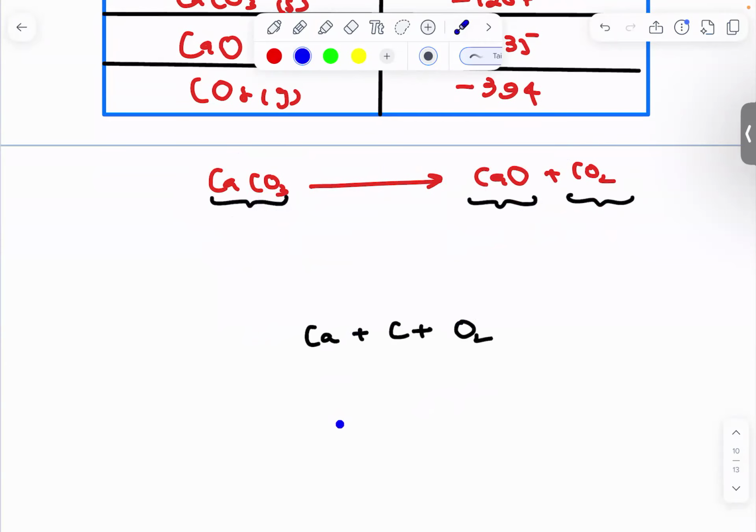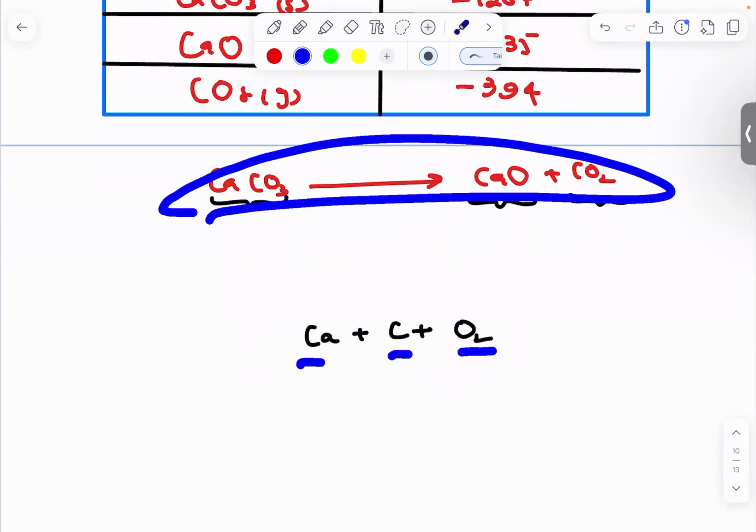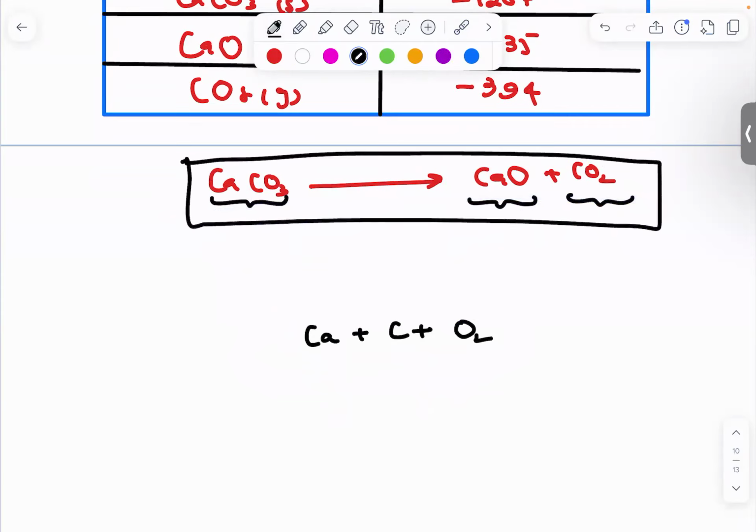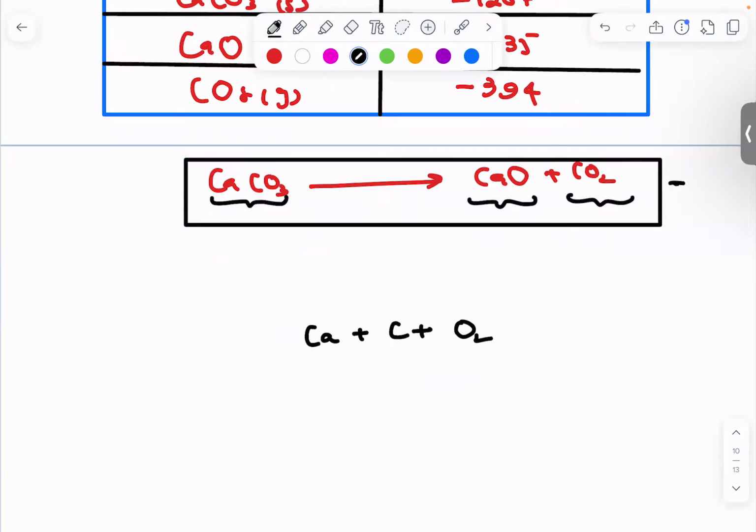So I cannot balance it for each and everything because this is the main equation. So I will simply write down the elements. I am repeating it again and again: this equation must be balanced. If this equation is not balanced, then you will never get a correct answer. So I will write calcium solid, carbon solid, and oxygen gas.